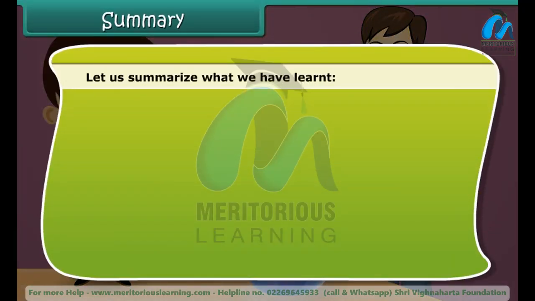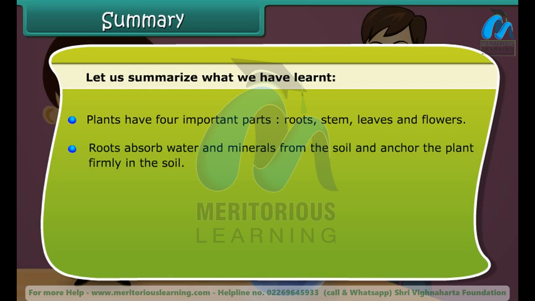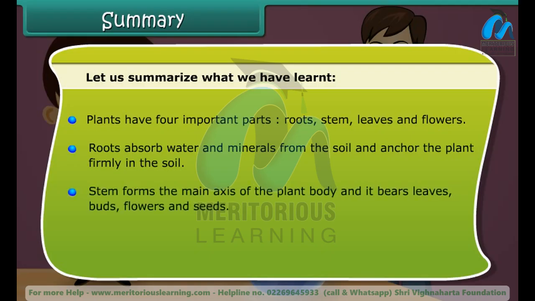Let us summarize what we have learned. Plants have 4 important parts: roots, stem, leaves, and flowers. Roots absorb water and minerals from the soil and anchor the plant firmly in the soil. Stem forms the main axis of the plant body, and it bears leaves, buds, flowers, and seeds.